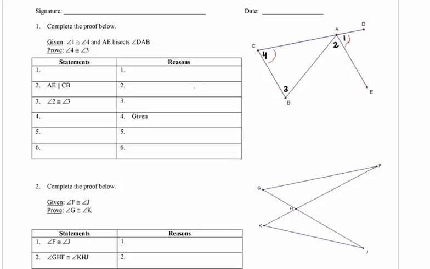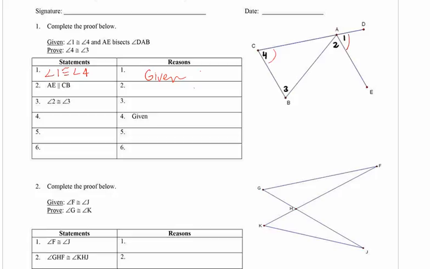Okay, I'm going to go over number 1 and 2 on the Chapter 3 Version 1 test. In question number 1, we're given a proof and we are told that angle 1 and angle 4 are congruent. So I'll go ahead and mark those on my diagram, and fill that in as my given information. Eventually we've got to prove that angle 4 is congruent to angle 3.